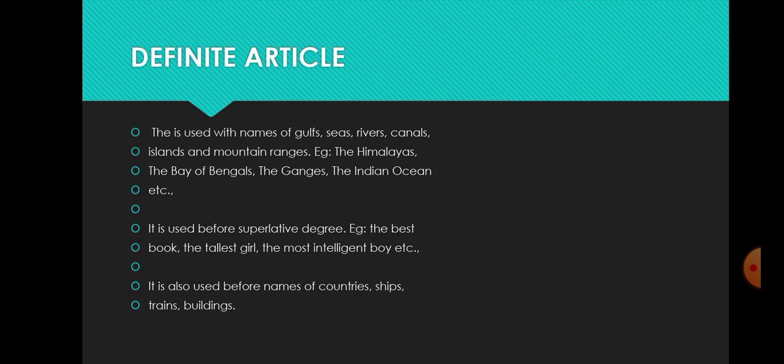It is used before superlative degree. For example, the best book, the tallest girl, the most intelligent boy, etc. It is also used before names of countries, ships, trains, and buildings.